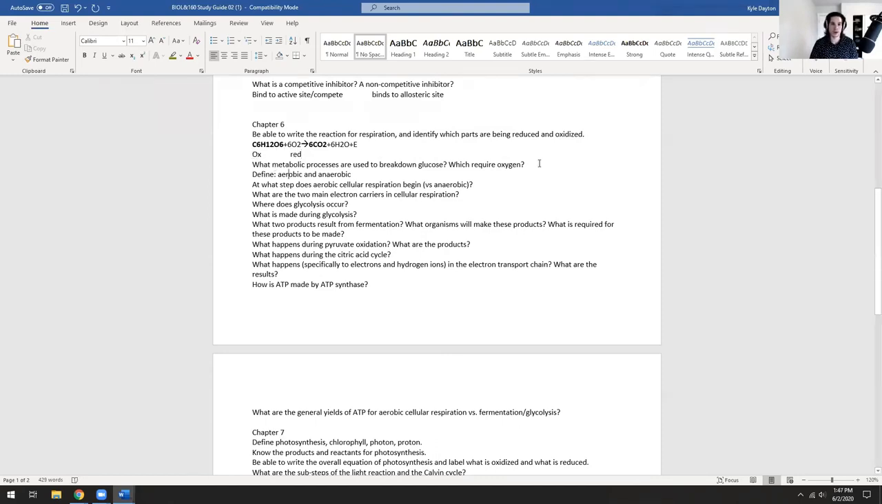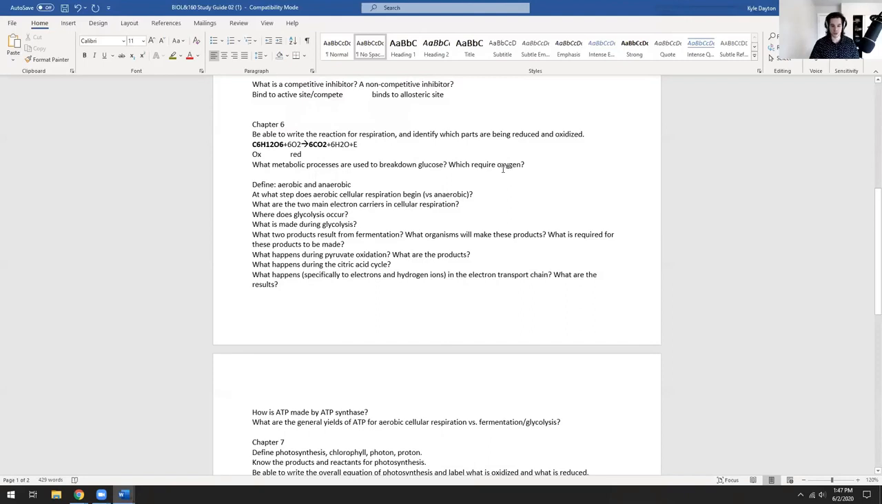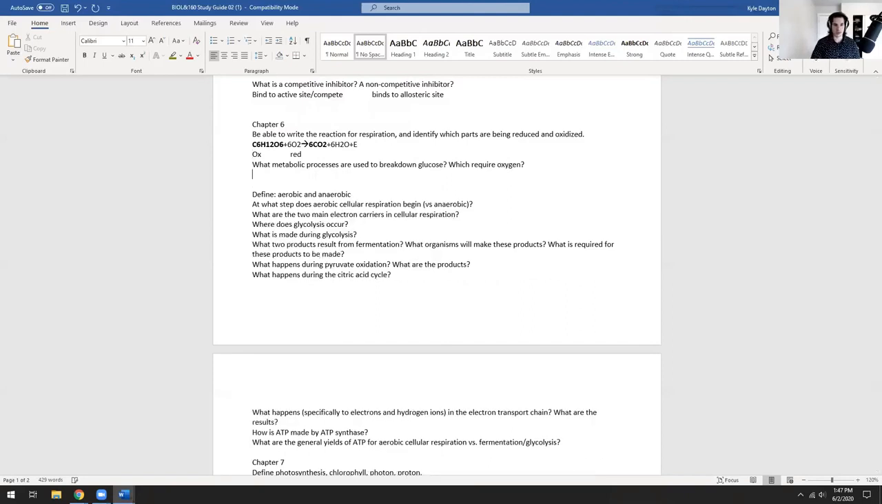What metabolic processes are used to break down glucose, which require oxygen? I remember this is on the test. So I think I asked something about glycolysis. That's the first process of glucose breakdown, right? Glycolysis.